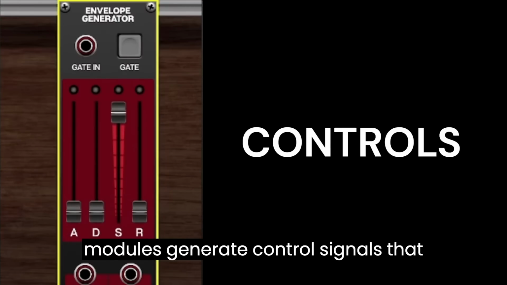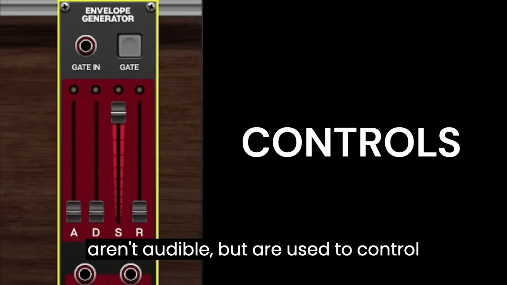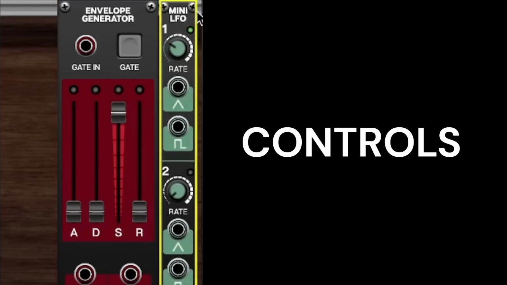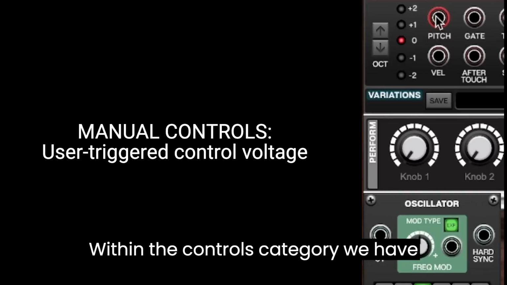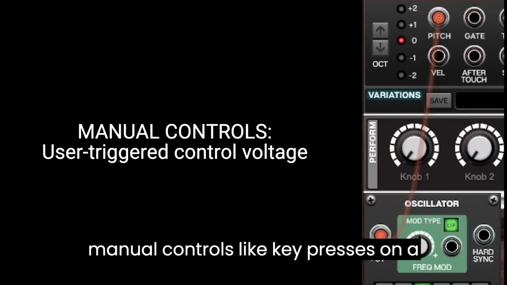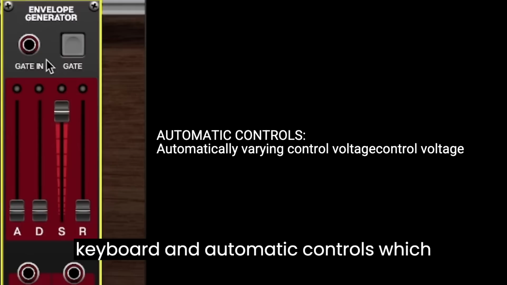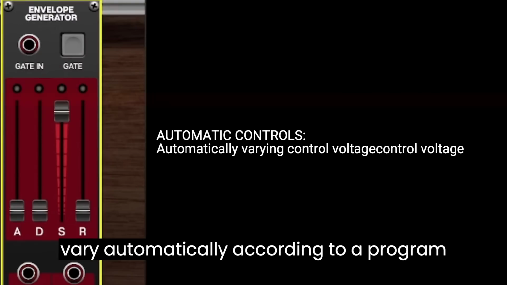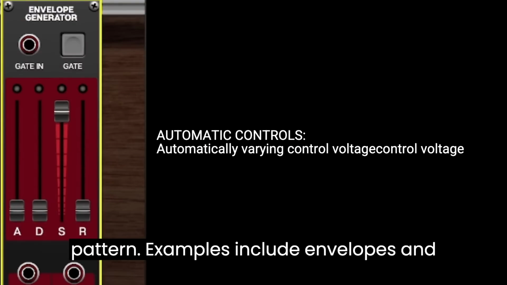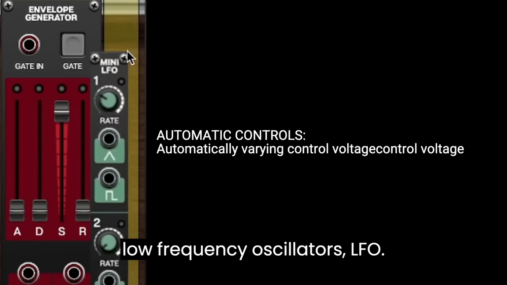Finally, we have the controls. These modules generate control signals that aren't audible but are used to control other modules. Within the controls category, we have manual controls, like key presses on a keyboard, and automatic controls, which vary automatically according to a programmed pattern. Examples include envelopes and low-frequency oscillators, LFOs.